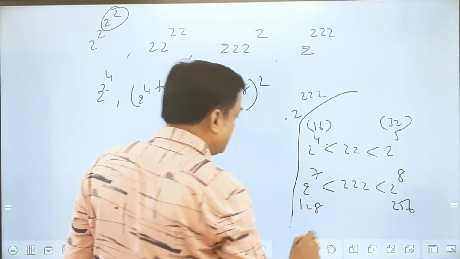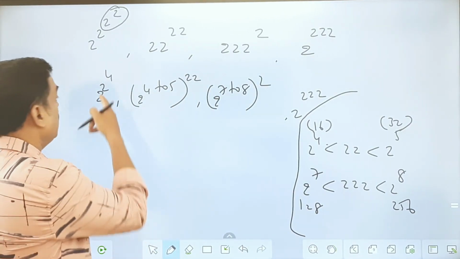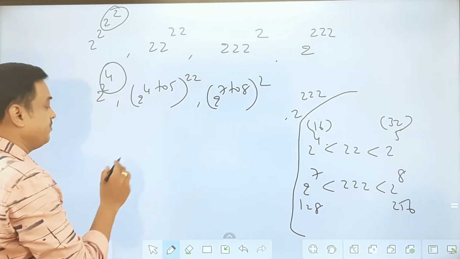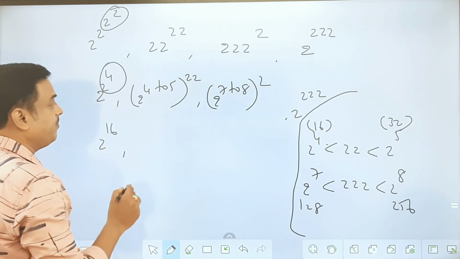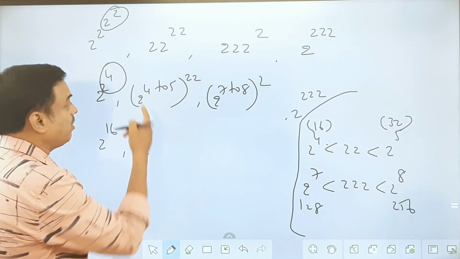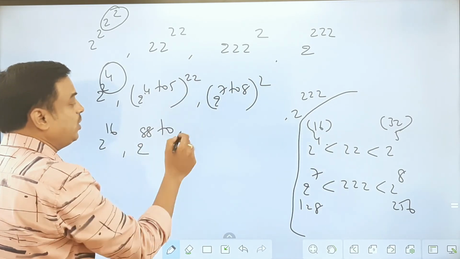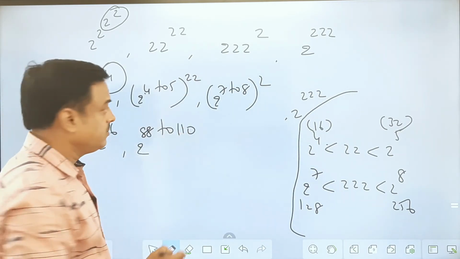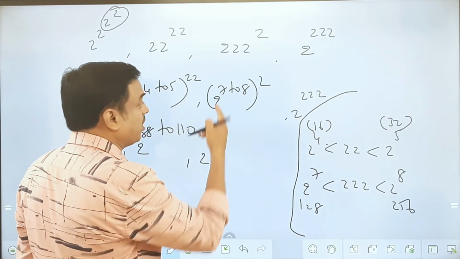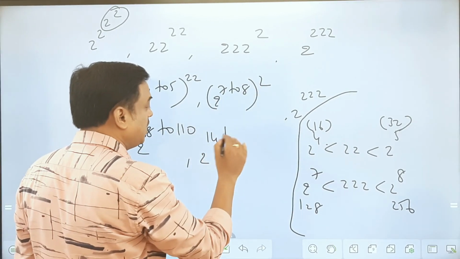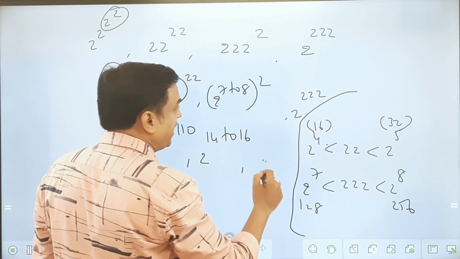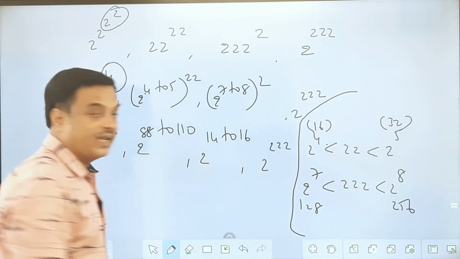Now please see the last step here. What is 2 power 4, my friend, here? 16, 2 power 16, and this one, 2 to the power of 4 into 22 is 88, to 5 into 22 is 110. And the next one, 2 to the power of 7 into 2 is 14, to 16, and finally 2 to the power of 2 is what you get.